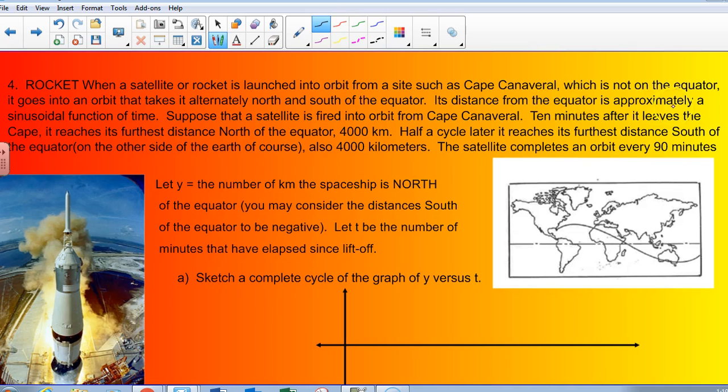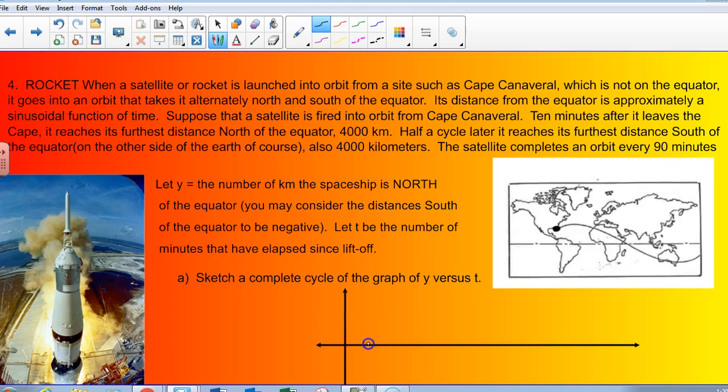Cape Canaveral, which is not on the equator, goes into orbit. Here it's fired off from here. It goes into orbit, and it goes above the equator, north of the equator, and then it goes the same distance south of the equator. So its distance from the equator is a sinusoidal function of time. 10 minutes after it leaves Cape Canaveral, it reaches its furthest distance north, 4,000 kilometers.